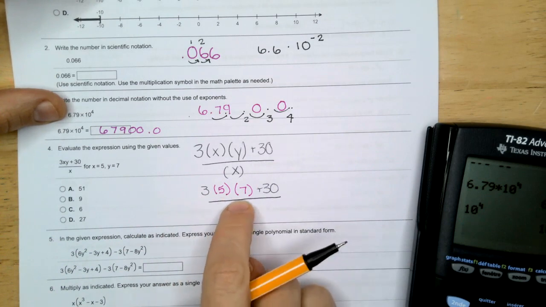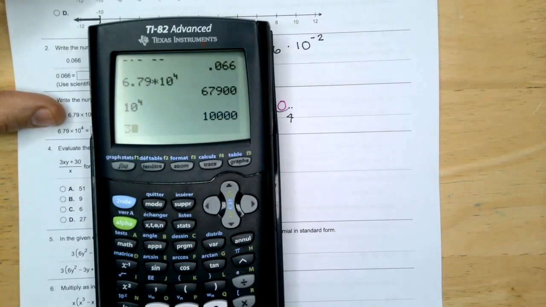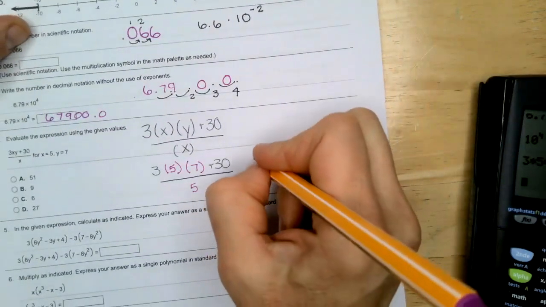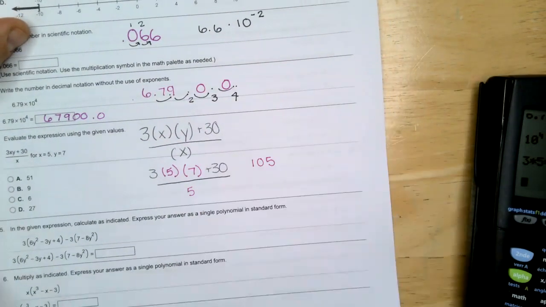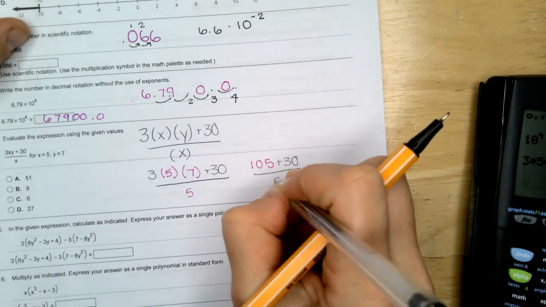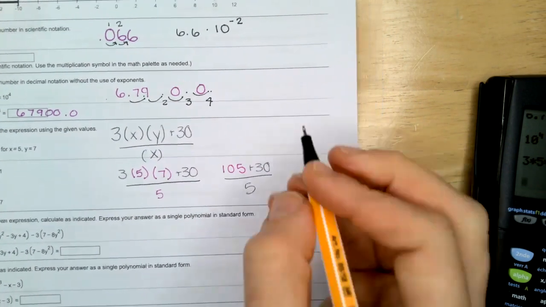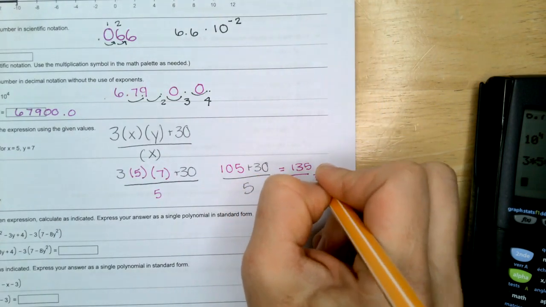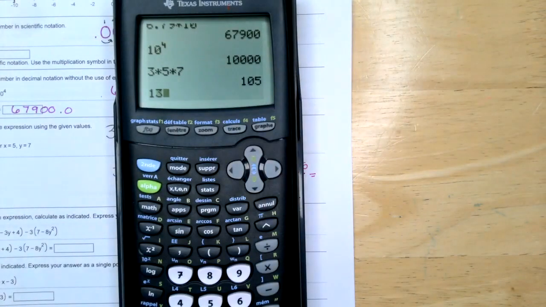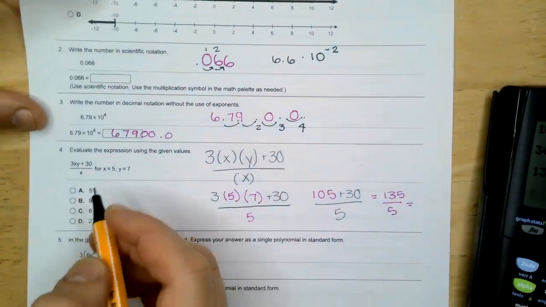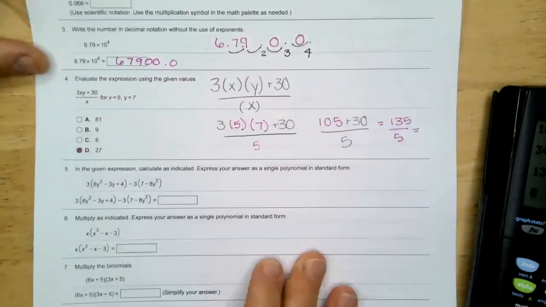I'm just going to put 3 times 5 times 7 into my calculator. 105 plus 30 and divide it by 5. 105 plus 30 is going to be 135, right? Divided by 5. 135 divided by 5 is going to give me 27. Oh yeah, some of these are multiple choice, but I already warned you.